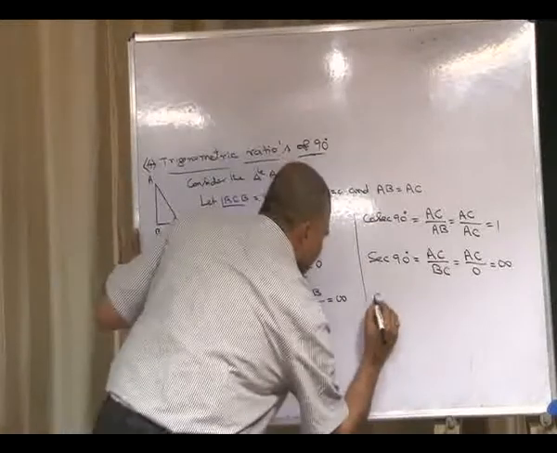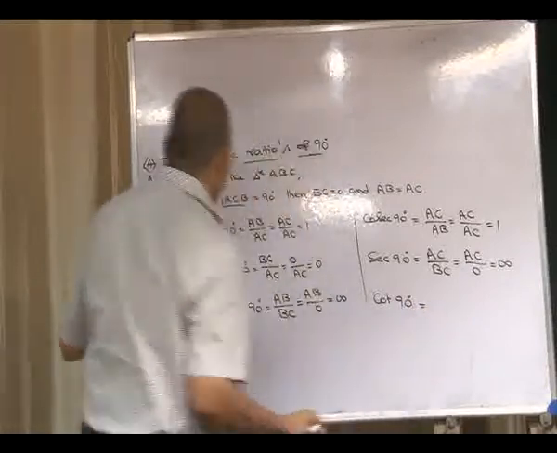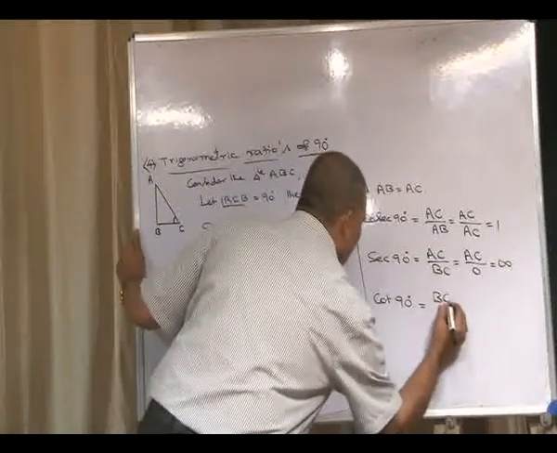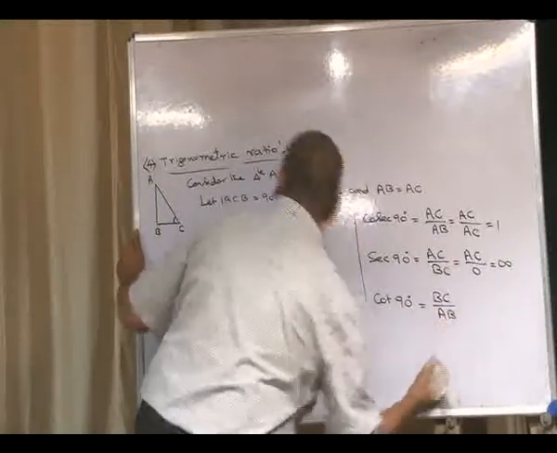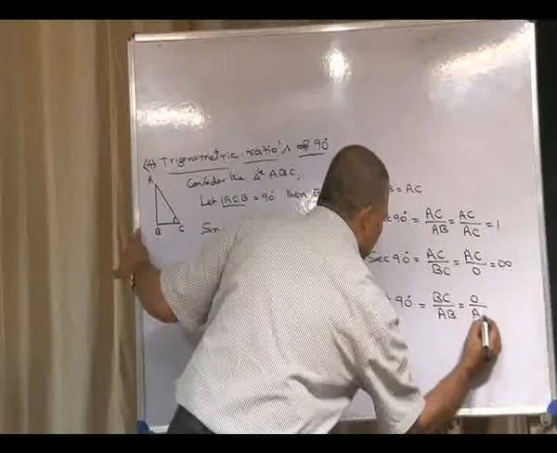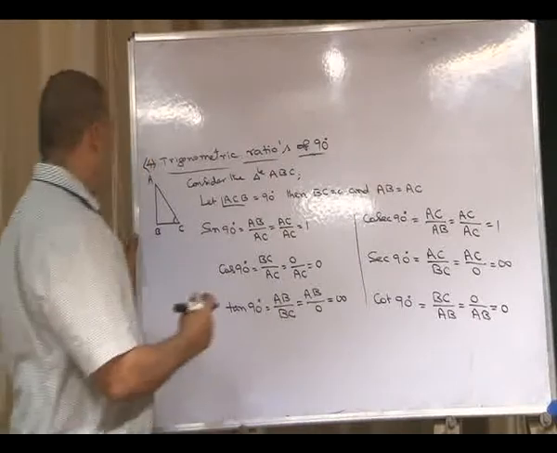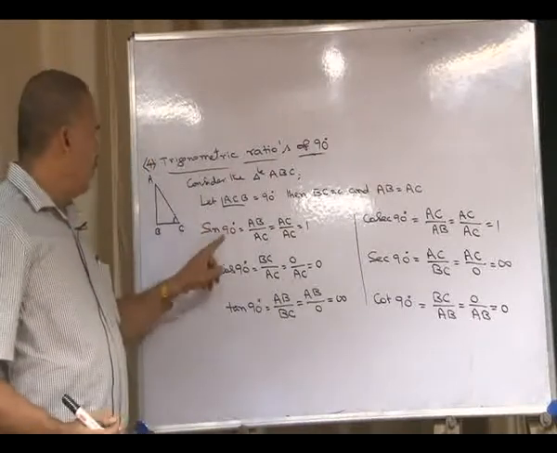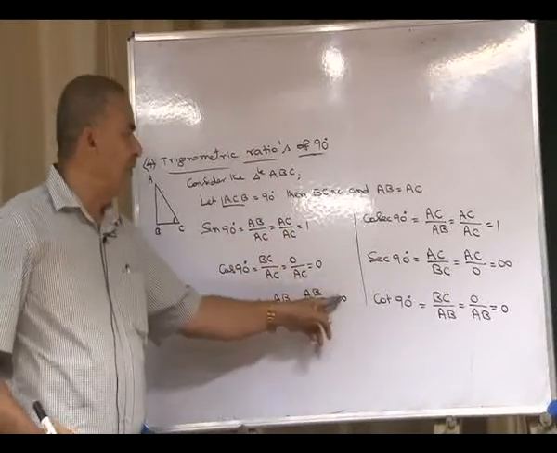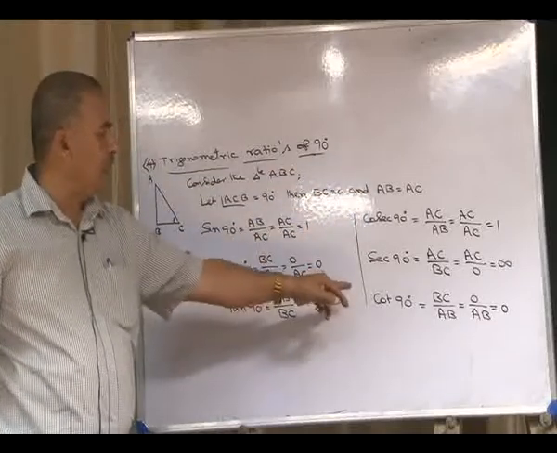Next, cot 90 degree. Adjacent side is BC, opposite side is AB, so it is equal to BC, which is 0, by AB. 0 by AB is 0. From this triangle, the value of sin 90 is 1, cos 90 is 0, tan 90 is infinity, cosecant 90 is 1, secant 90 is infinity, cot 90 is 0.